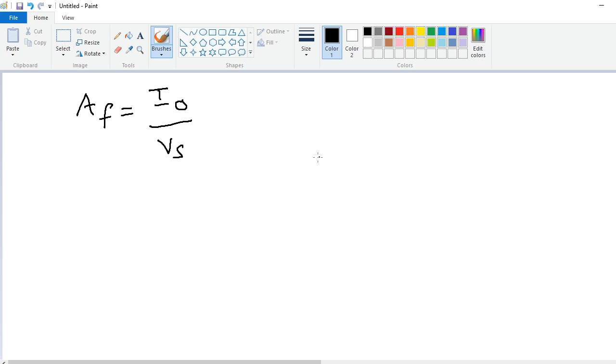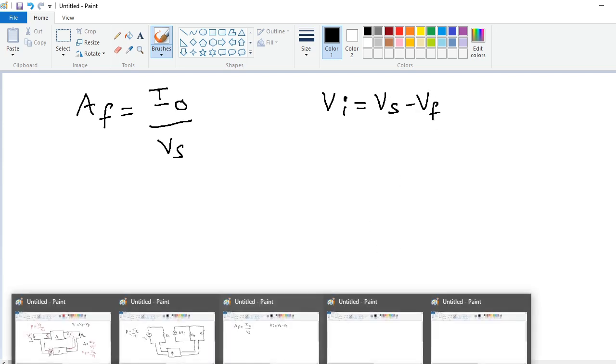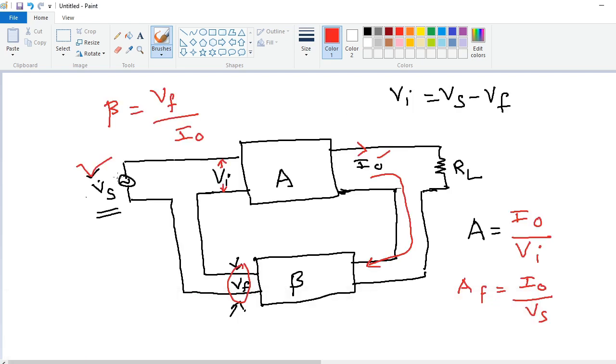Now we know that Vi is equal to Vs minus Vf. Why? Just observe this figure, this topology. Here Vs is there and here Vf is there. So Vs minus Vf is equal to Vi. That is the amplifier input voltage.